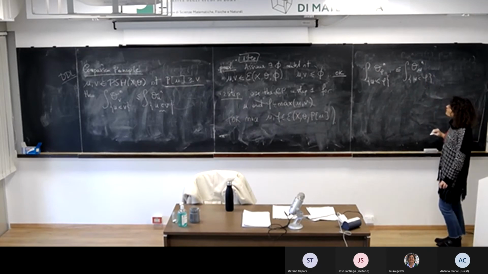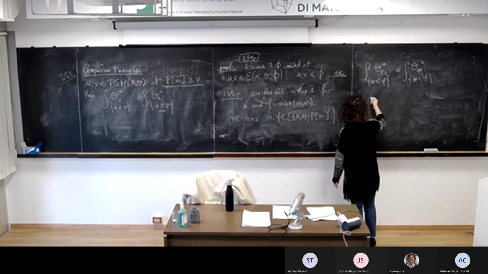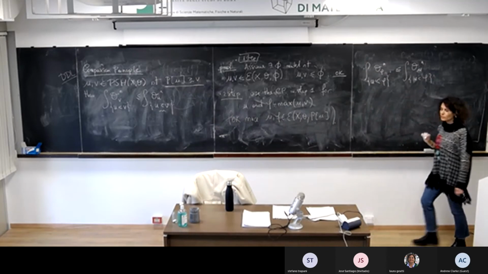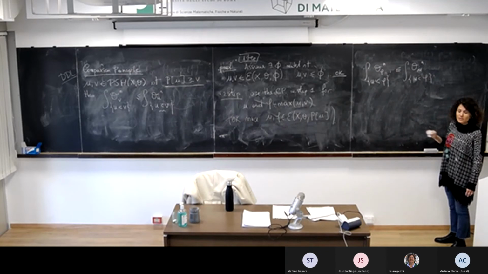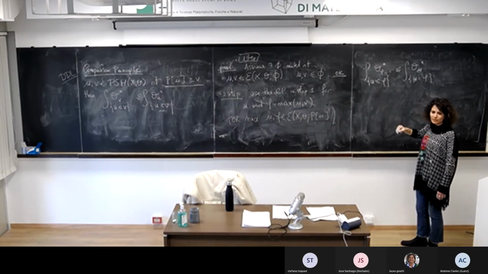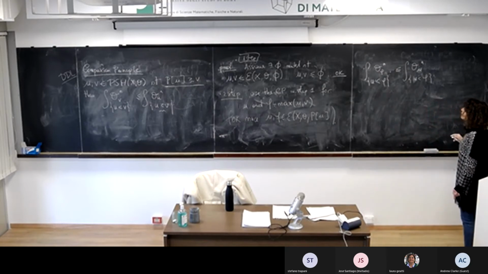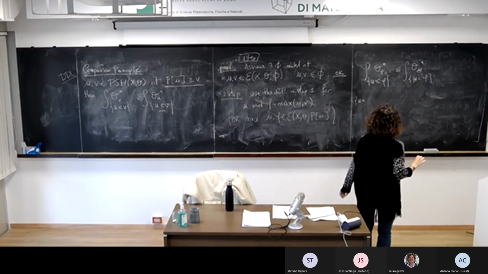But phi, so here we are using that u is always less than phi. Strictly less? No, strictly less is not always true. You have the contact set, and also you have v that you cannot control. So I want to say that this set here, u strictly less than v. Oh, sorry.